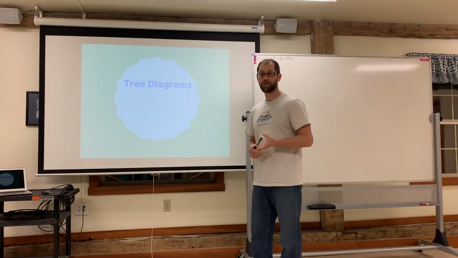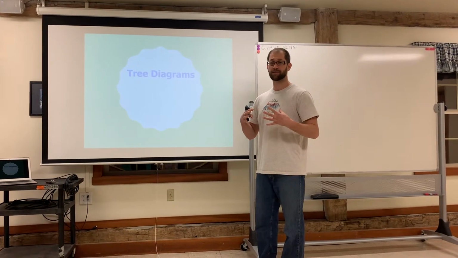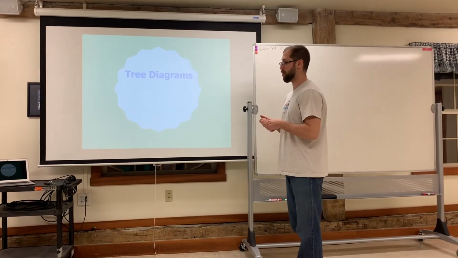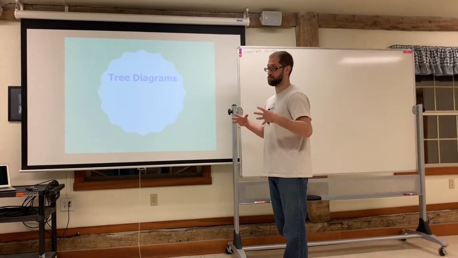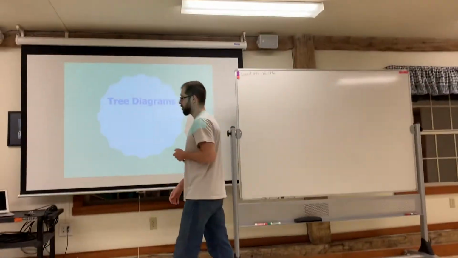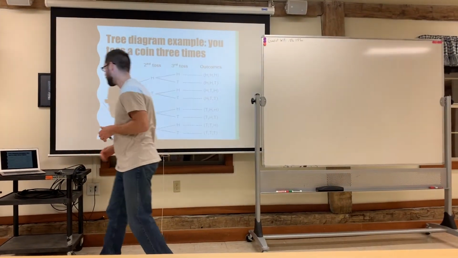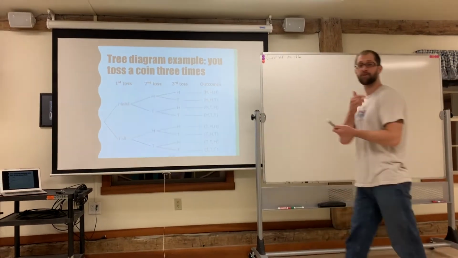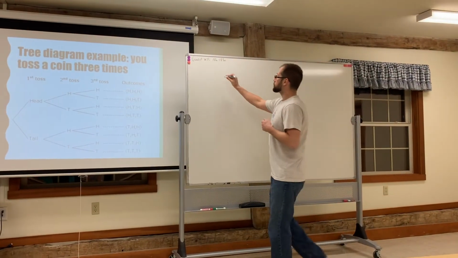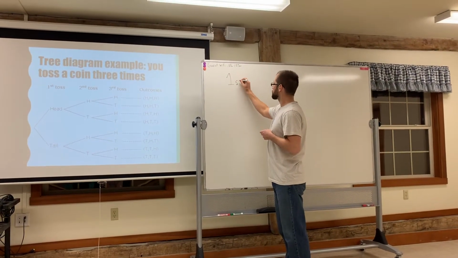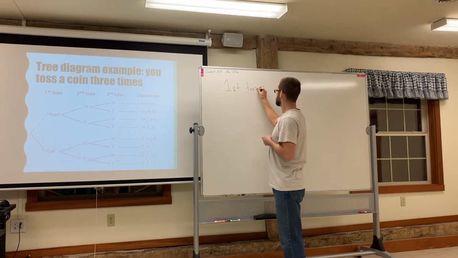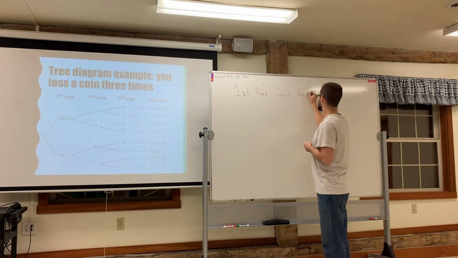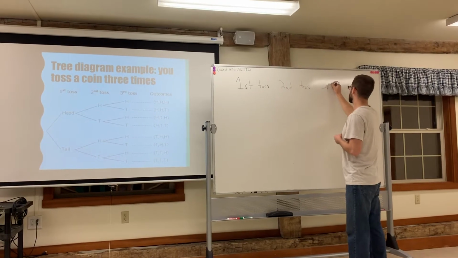So today we are talking about tree diagrams to measure the number of outcomes that there are within events. We're going to start off here with a simple event. If we toss a coin 3 times, we're going to measure the number of outcomes for the first toss, second toss, and our third toss.